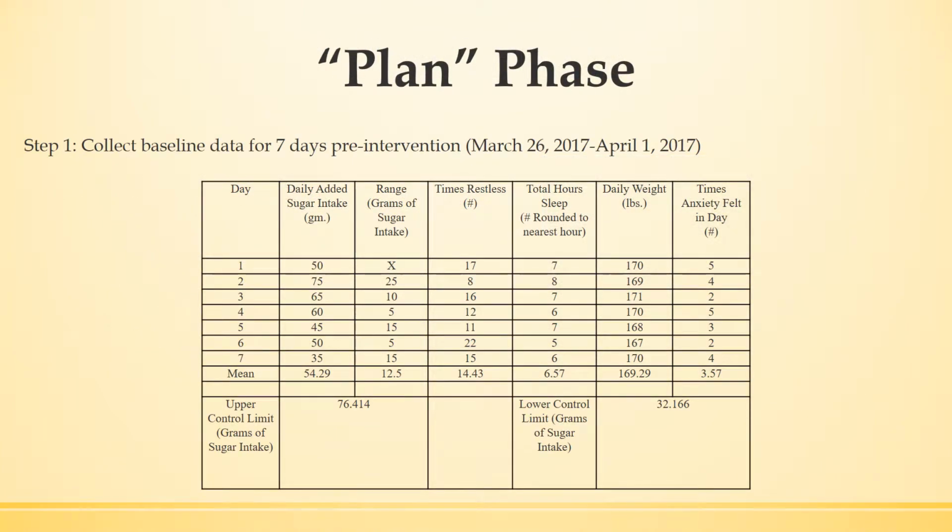So here is the data for my planning phase. For my baseline data, 7 days before I decided to cut down the sugar, from March 26th to the 1st of April, I collected data for all of these variables, and they're listed here in this chart. And then I calculated the mean values for each of those variables as well.